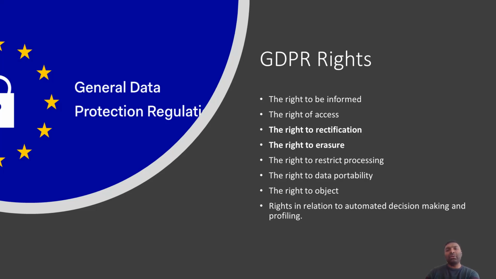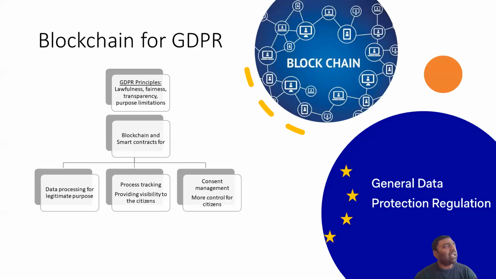And then there are some other rights like the right to restrict processing, which is also very interesting in the context of blockchain, the right to data portability, right to object, rights in relation to automated decision making and profiling, and so on. So these are all about GDPR rights. But now let's take a look at how blockchain can help to achieve compliance with GDPR.